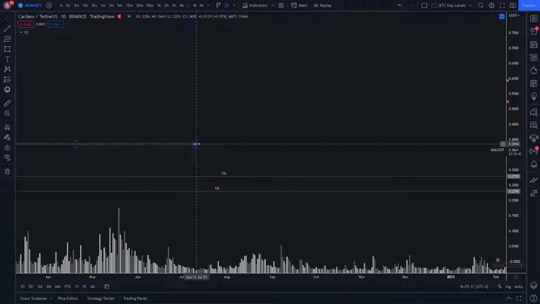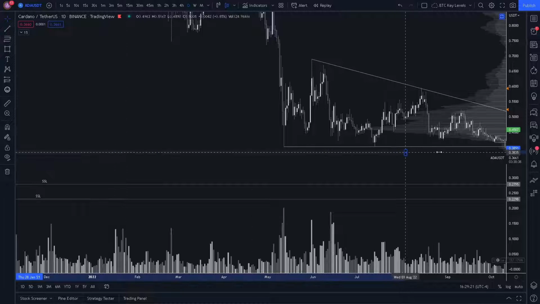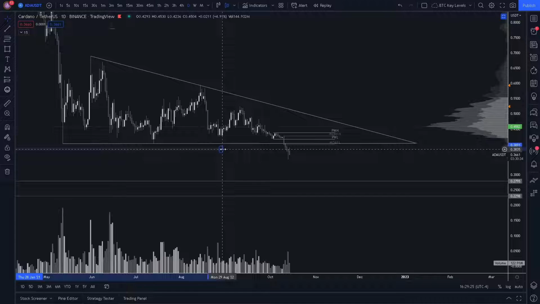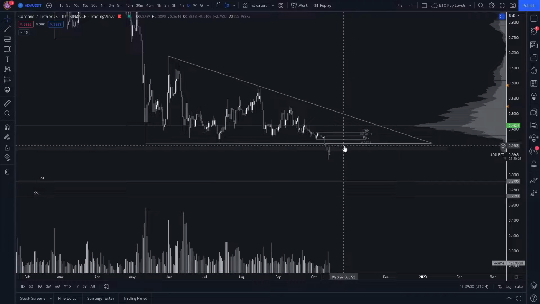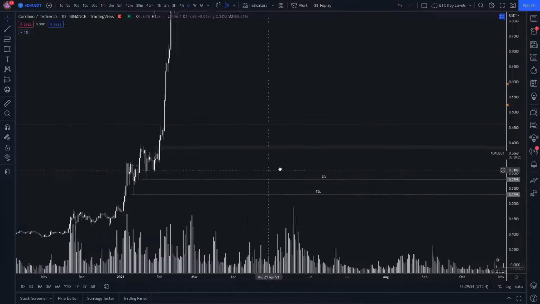So bring this forward. Oh, it seems like we have already hit this fair value gap and we have filled it. So this could be a point of reversal for Cardano, but let's see if we can find any more confluences.